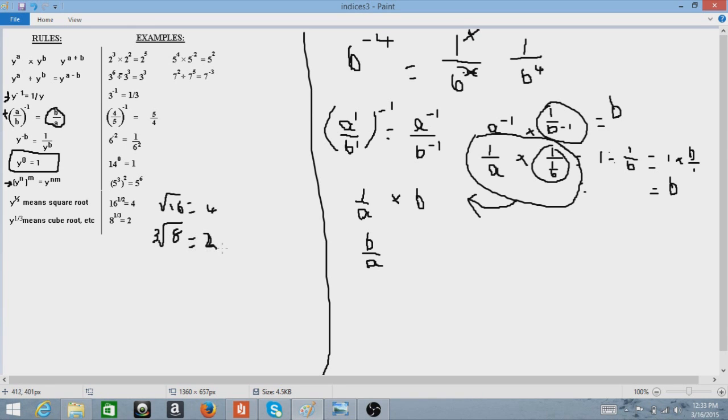Now that's it, the general rules of indices. I'm going to make another video showing you guys some problems. We'll solve them together. See you in the next video.